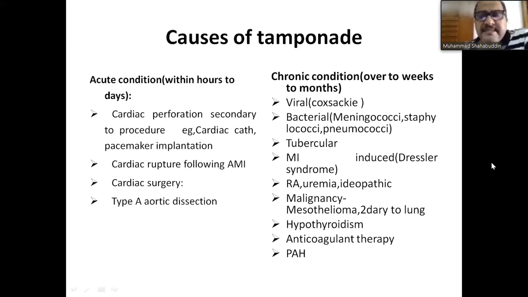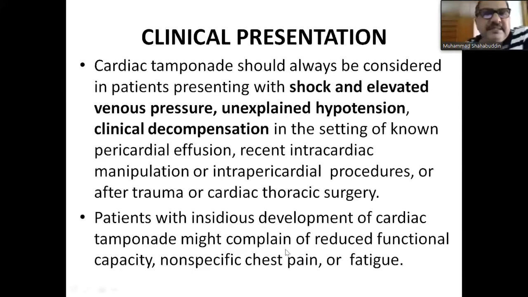In other cases, there are chronic conditions, all the causes that can lead to pericardial effusion, that may lead to cardiac tamponade also: bacterial, viral, tubercular, AMI, collagen vascular disease like rheumatoid arthritis, uremia, malignancy, hypothyroidism, anticoagulant therapy, and pulmonary arterial hypertension.